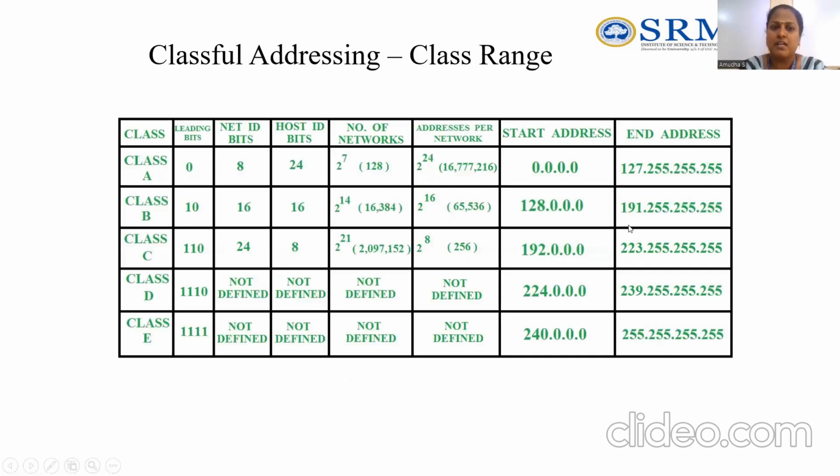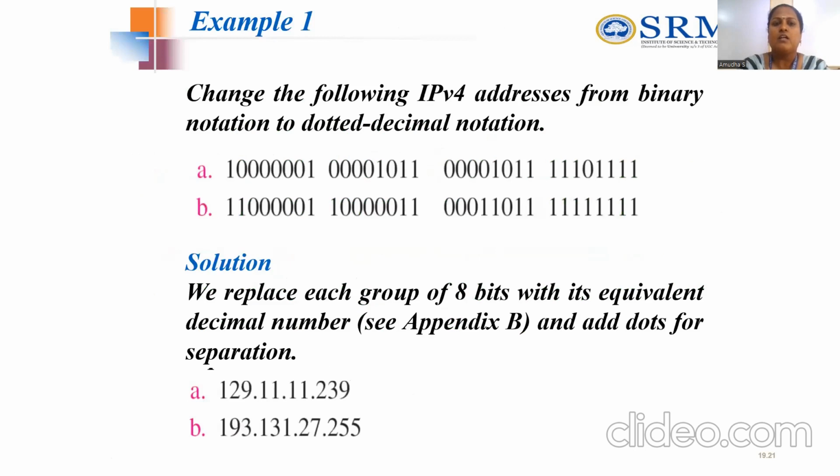So this table clearly explains the different types of classes and the leading bits in binary notation, the net ID representation, host ID representation, number of networks, addresses per network, and the starting and ending address of each class. These are some of the problems to convert the given IPv4 address from binary notation to dotted decimal notation.